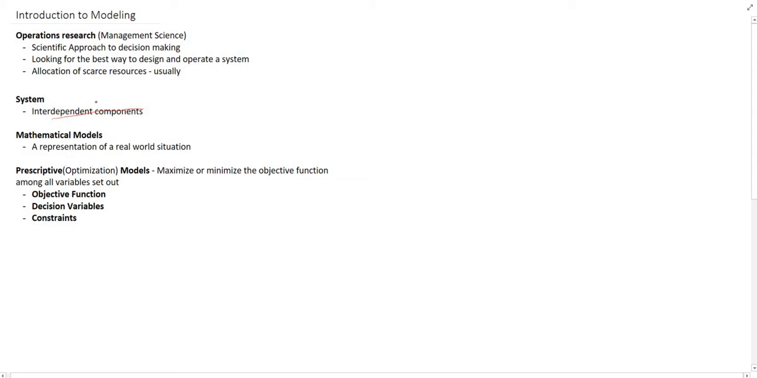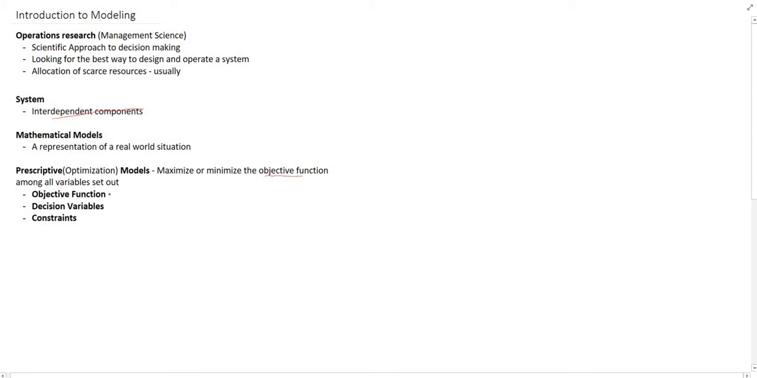Many of these systems are defined by mathematical models, which serve as representations of real-world scenarios. The first type of model we will be looking at is called a prescriptive model, which looks to maximize or minimize the objective function. A fun fact about operations research is that it was actually first called this during World War II by the British military. The British asked scientists to best allocate resources and analyze military problems.